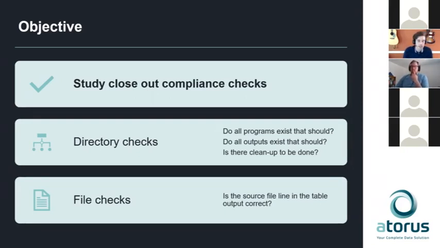Similarly, on the file checks, we're going to show you how to open up a file in Python, and the specific check that we're going to do for parsing the text files is we have a set of RTF outputs, and we're going to check the RTF file to see if the source file line in the footnote of the table is correct. That's a very rudimentary approach that we're going to teach you, but we're essentially trying to see, do you have a footnote in the file that has the directory path of the program that should have produced that file.